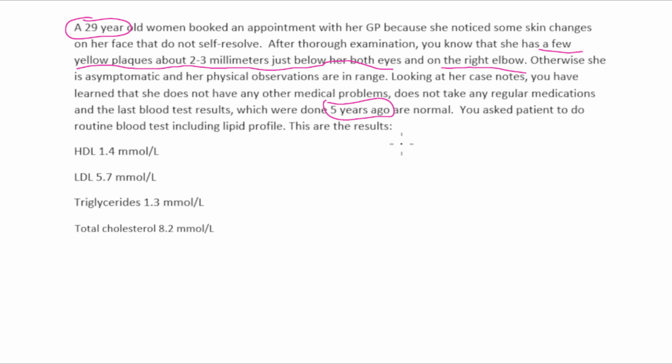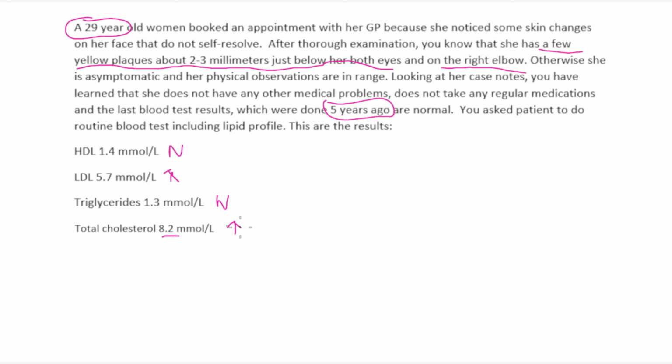This is her blood results. So we have high density lipoprotein, HDL, which is normal. We have LDL, low density lipoprotein, which is high. Triglycerides, again normal. So I will put N next to it. Okay, so it's normal. And total cholesterol is 8.2 mmol, which is again high.